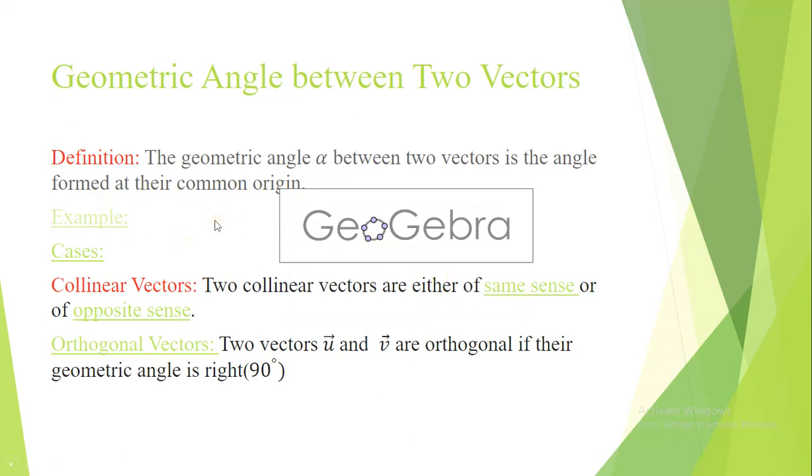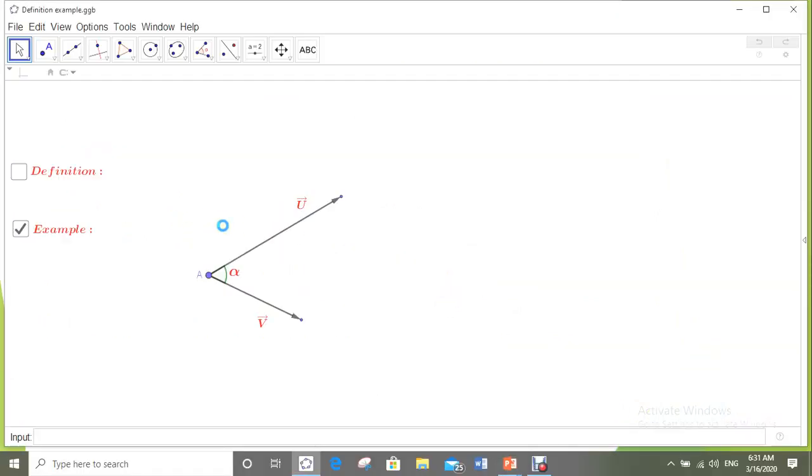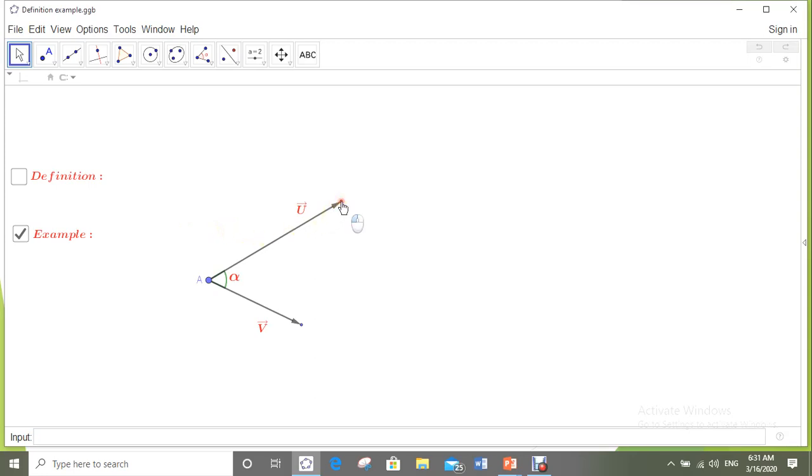on the GeoGebra app. Suppose that we have a vector u and another vector v. Sure, they are non-zero vectors. They have a common origin. They are placed at A. Their origins are at A. So the geometric angle between them, according to the definition, is this angle, which is alpha. Look, if we change the position of v, we still have alpha.